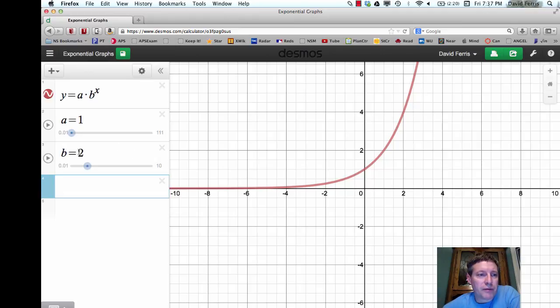It's growing at a rate of 2 per x, so it's doubling for every 1 x. And it looks something like this. It's an increasing exponential function. It's concave up. And first of all, why don't we just move a around a little bit.